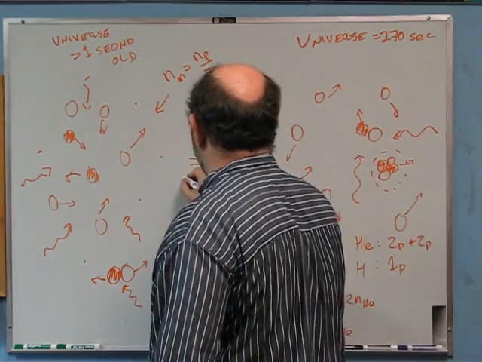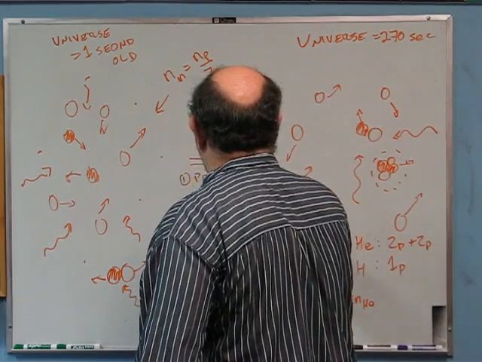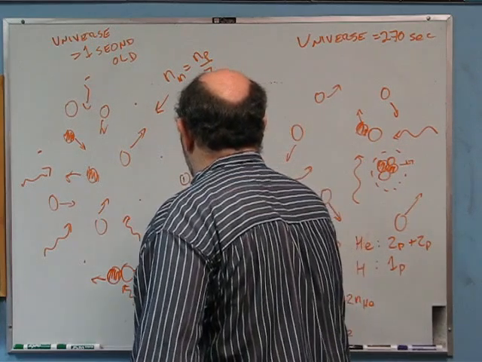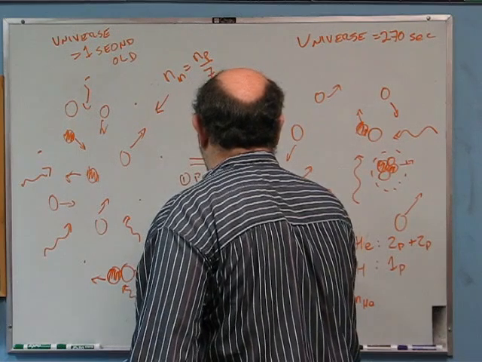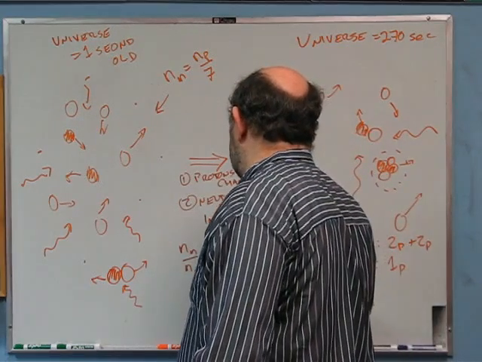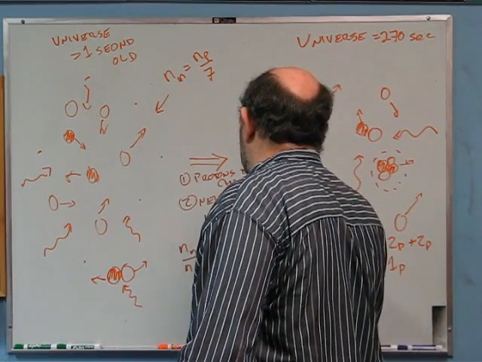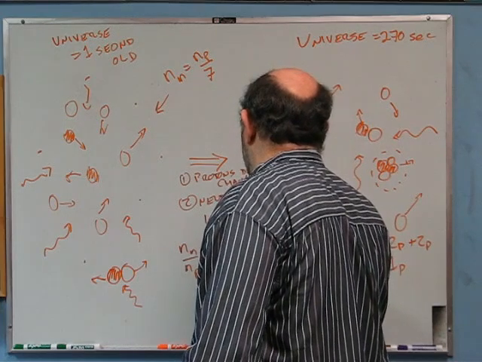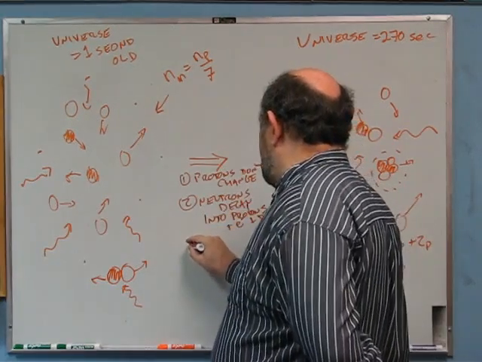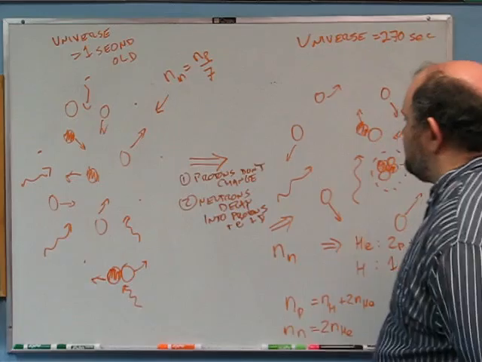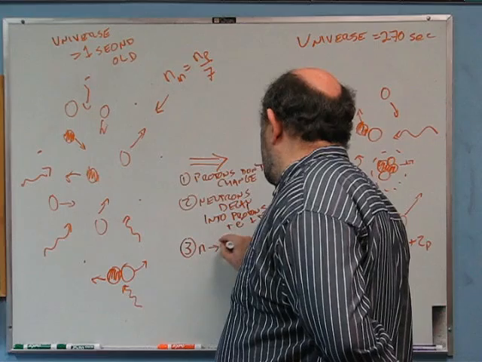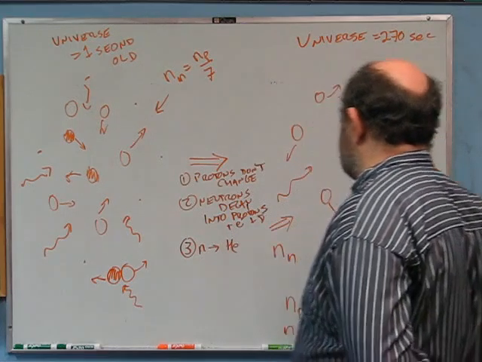So during this time, two things happen. One, protons don't change. Neutrons decay. And what do they decay into? Into protons, plus an electron, plus an antineutrino, but we don't care about that. So the neutrons decay into protons. And then the other thing is what I already told you, that the universe cools off. And then the third thing is that neutrons all get incorporated into helium during this time.